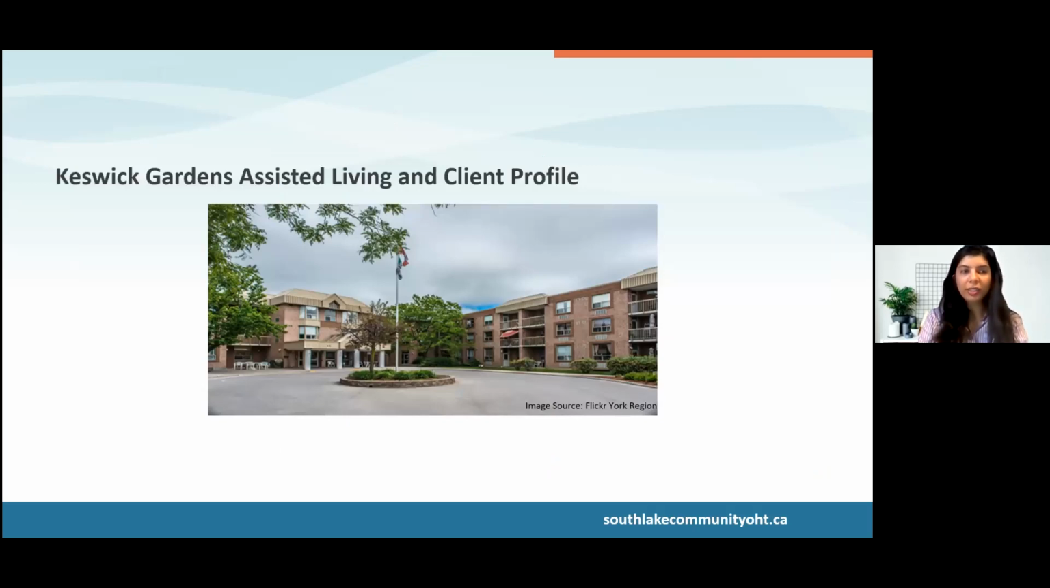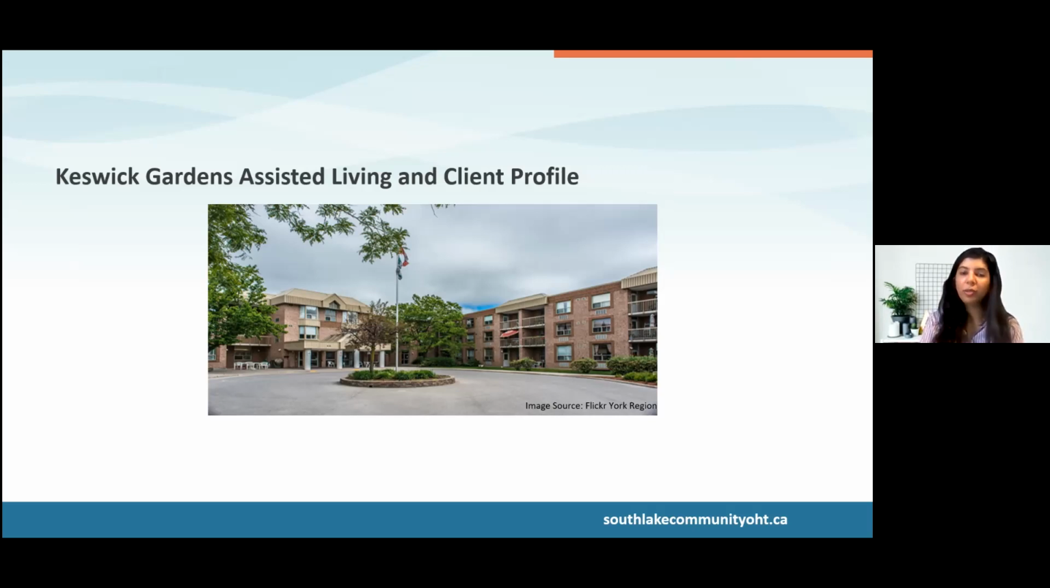Keswick Gardens is a subsidized housing site that is operated by York Region. It has approximately 120 apartments of affordable housing. CHATS is a community service provider that has set up a 24/7 assisted living program within the site. PSW support is available 24/7 and can include things such as meal prep, reminders for medications, light cleaning, etc.